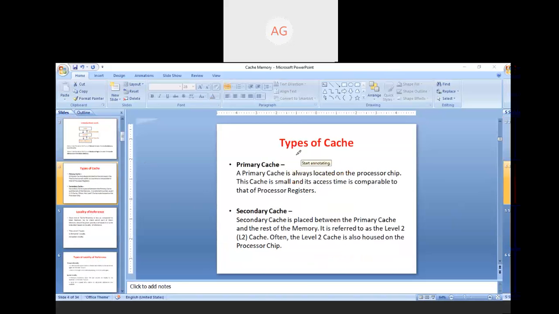So the next topic is types of cache. There are basically two types of cache. One is called primary cache and the other is called secondary cache. A primary cache is always located on the processor chip. This cache is small and its access time is comparable to that of the processor register. So the primary cache is located very near to the CPU, and that's why its access time is comparable to the CPU or registers. But its size is very small.